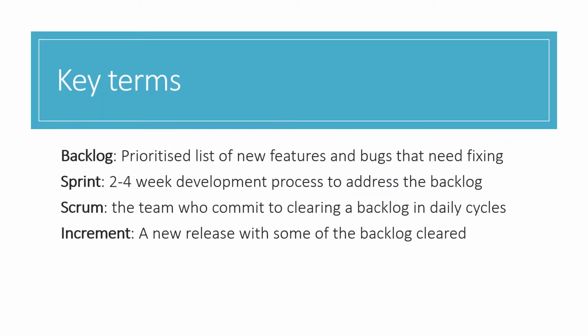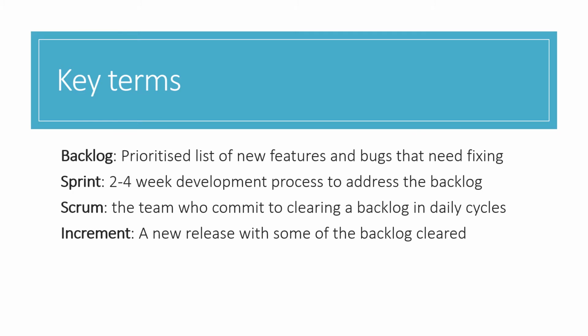So let's just look at some of the key terms that I've just introduced. The backlog would be the list of new features to be added, improvements and problems, bugs that need to be fixed in the software. They're often security flaws, for example. The sprint is the very fast 2 to 4 week development process where a team of programmers sit down with the short list of changes and try to clear them all.